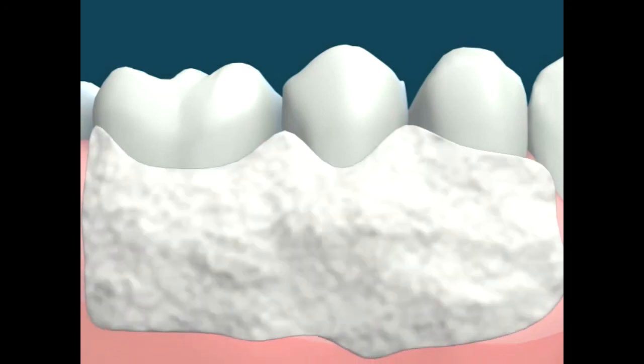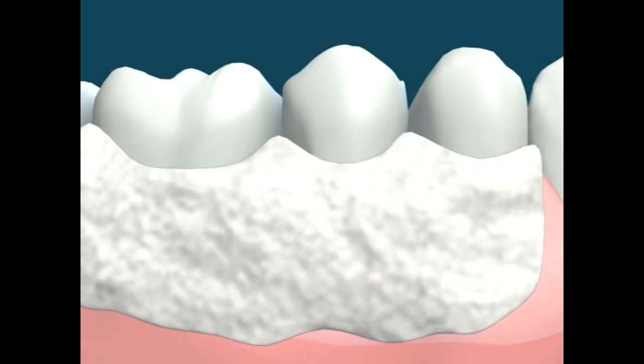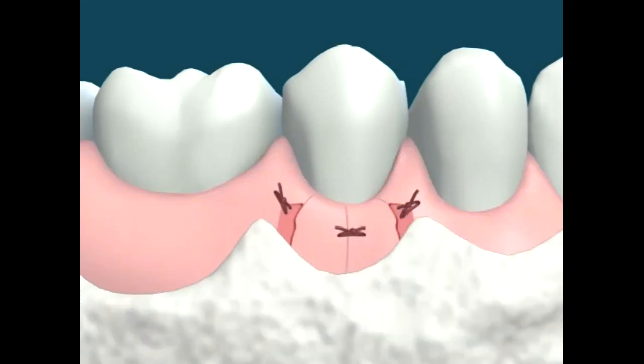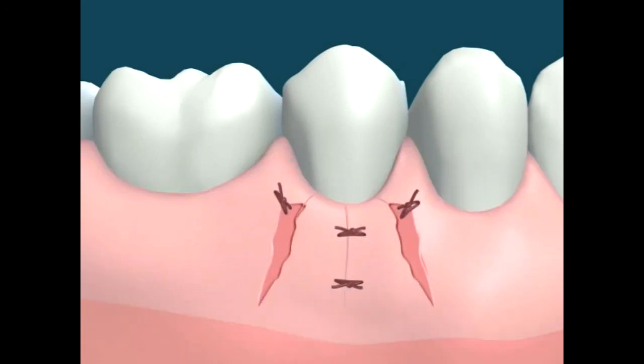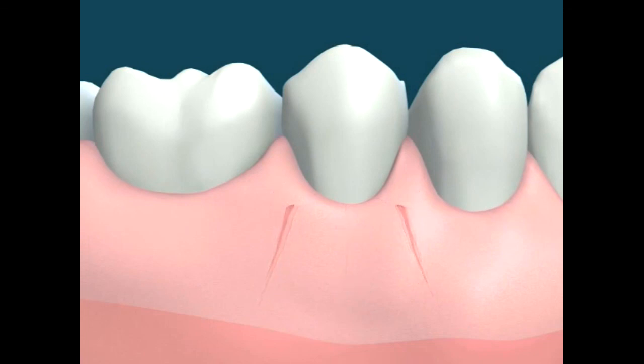The area is covered with protective periodontal dressing to promote healing. Once healed, the dressing is removed. The area will heal on its own, and with passage of time the exposed connective tissue will be covered with attached gingiva.